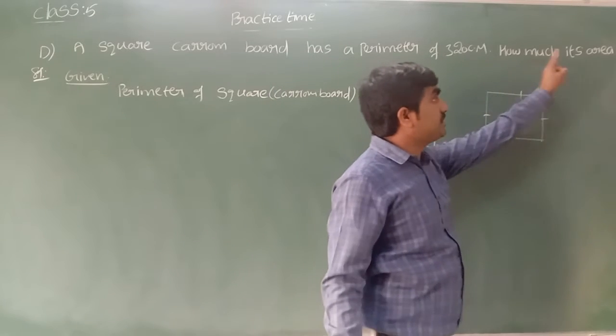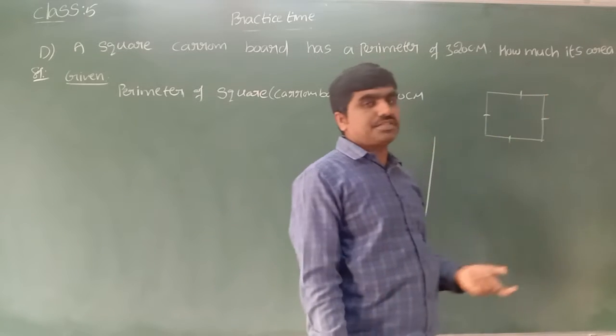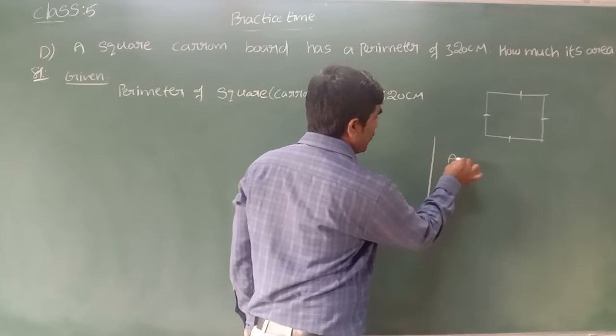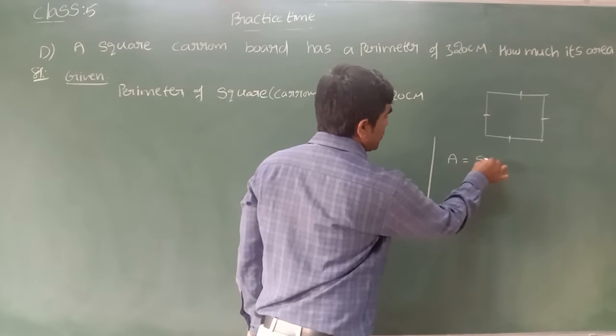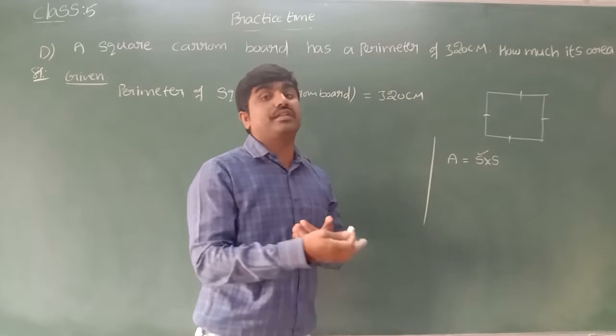What are they asking? How much is its area? Whose area? The square. So they are asking us to find the area of the square. What is the formula to find the area of a square? Side into side. What is the length of the side? We don't know. Now we need to find the length of the side.